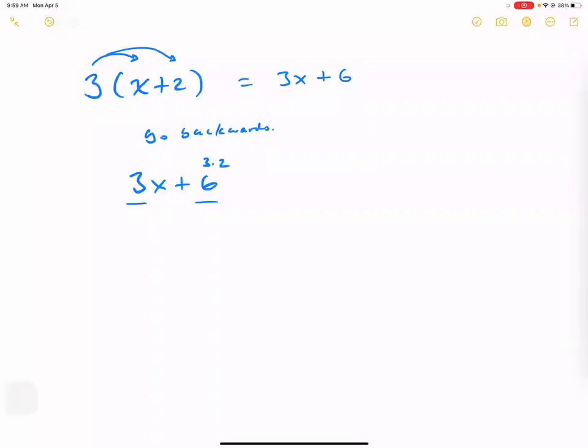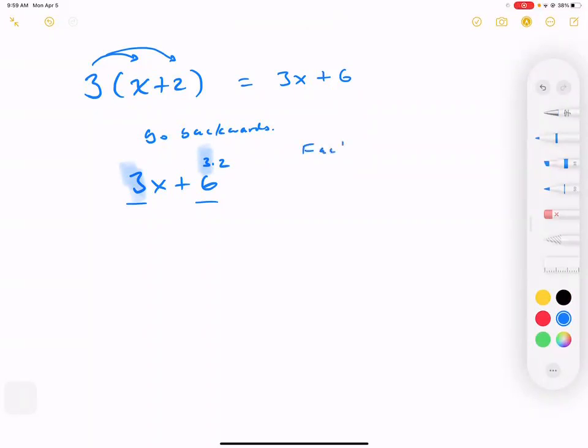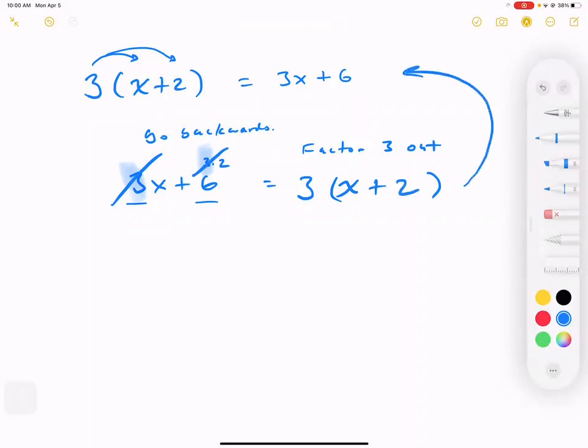So you can notice that we have a 3 and a 3 here. We have a 3 in the front and a 3 in the back. And we're going to factor the 3 out. Means we're going to undo that multiply. And when we undo that multiply, we're going to rewrite it as 3 in the front. And what's left over? Well, if we take out the 3, we only have an x. And if we take out this 3, we only have a 2. And we go back to where we started from.